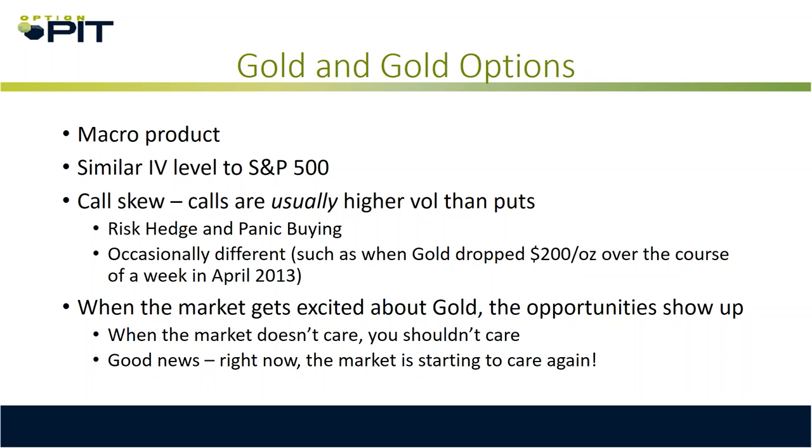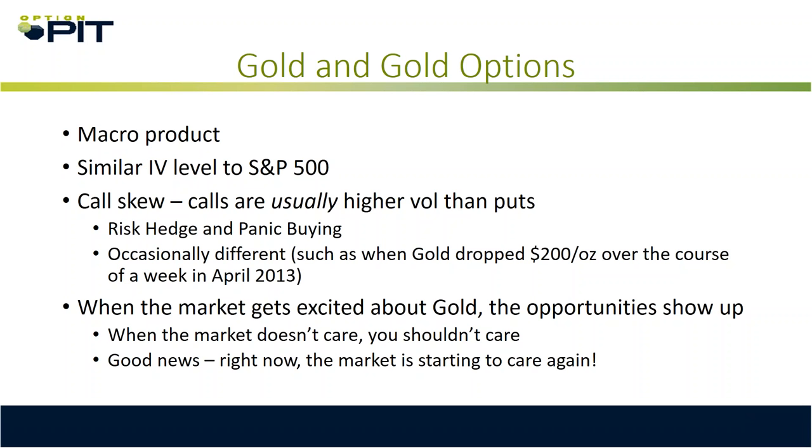When you see the S&P dropping, gold tends to rise at a similar rate. And so what does that mean? That means we have a call skew. For those of you thinking about the skew here, when you picture your S&P skew, the puts are higher than the calls. In gold, it is usually the other way. I don't want to say always, because there are certain times when it switches. I can give you an example. In 2013, when gold dropped about $200 over the course of a week, put skew obviously came up as we had such panic buying of protection for people that had been gold bugs for a long time.